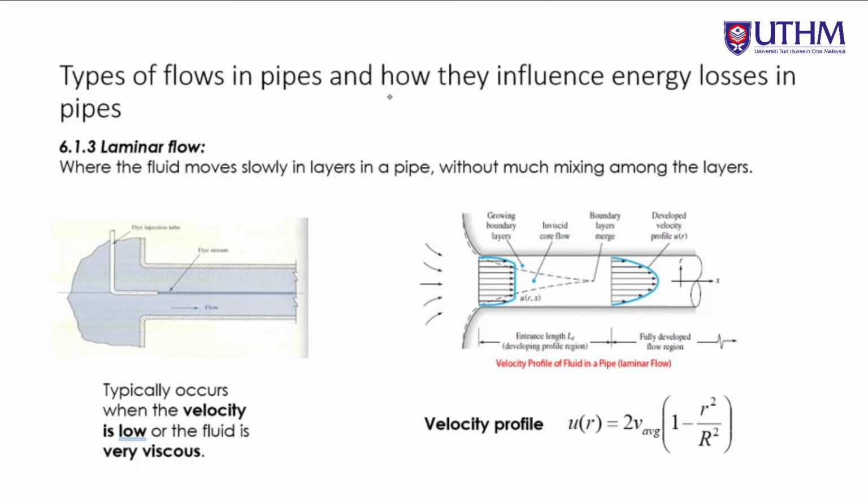Okay, so types of flow in pipes and how they influence energy losses in pipes. So macam saya cakap tadi, flow can be differentiate into two, in which laminar and turbulent. So sekarang ni kita consider laminar dulu. Okay, so for a laminar flow, it is a flow where the fluid move slowly in layers in a pipe without much mixing among the layers. Kan, kalau kita tengok dekat sini, ni contoh lah. Dia ada injection tube sini, dia keluarkan dye stream, dia flow tu smooth je, tak ada apa-apa perubahan pun.